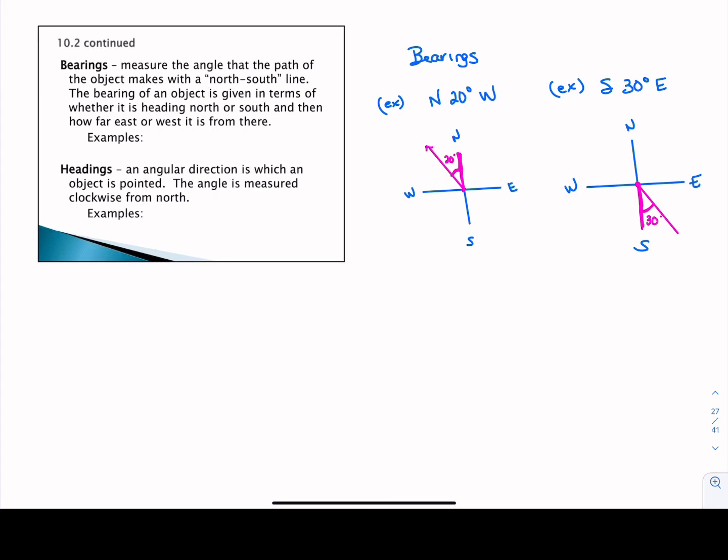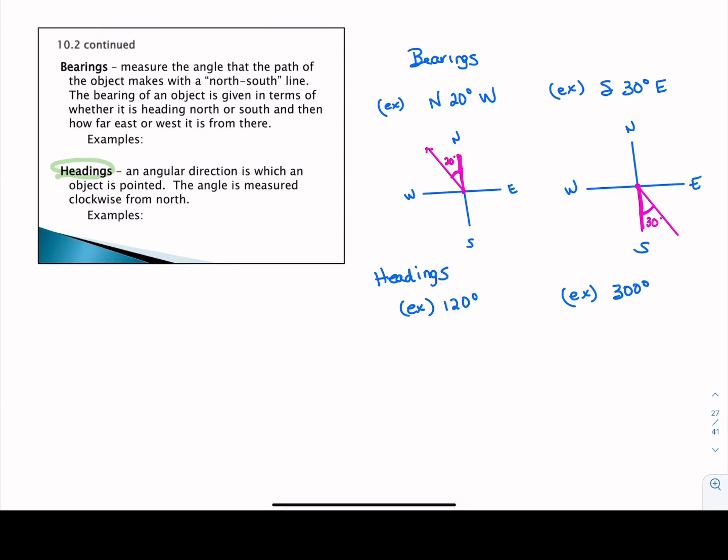Headings, on the other hand, are measured in a very different way. This is an angular direction, and it's basically another way we can illustrate which way a certain object is pointing or traveling. So this angle is actually measured clockwise from the north. What we mean by that is we might have some examples of headings here. I'll just give you two examples to work with. We might have an example of 120 degrees, or we might be given another heading measuring, let's say, 300 degrees.